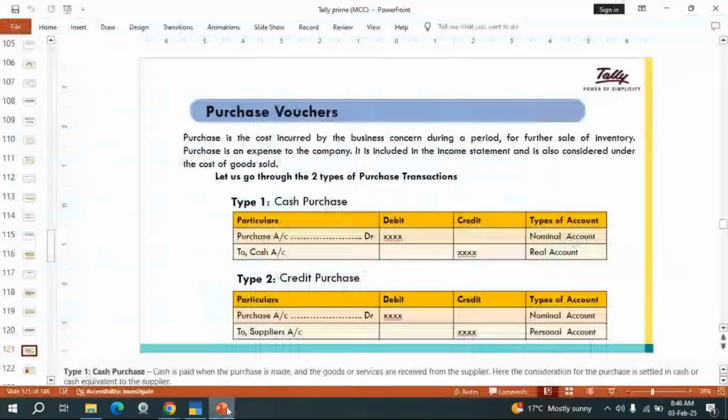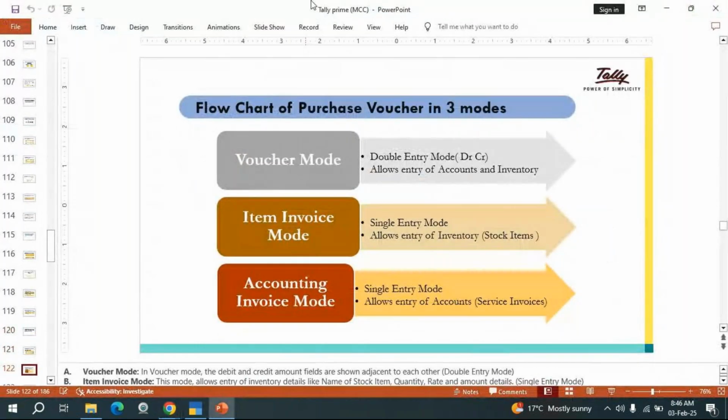In that we have three types of mode, purchase voucher modes. One is voucher mode, another one is item invoice mode, third one is accounting invoice mode. Voucher mode is nothing but the double entry system, debit and credit options will come, it allows entry of accounts and inventory, so debit and credit double entry system will come.